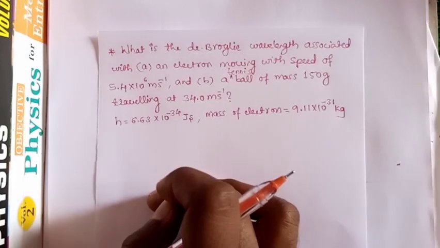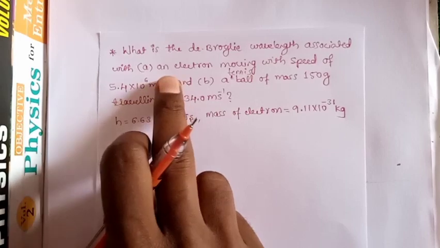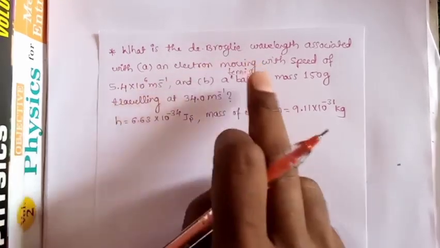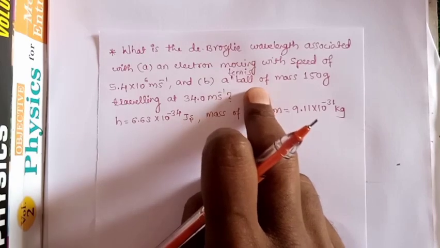Now let us solve the de Broglie wavelength for the given particles. The first particle is an electron and the other particle is a tennis ball. Okay, so see here what is the question.